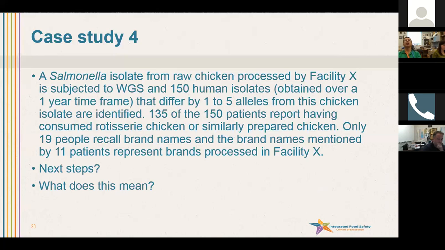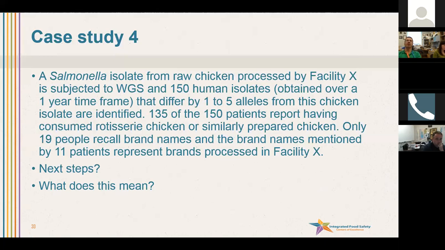So we have a big chicken slaughterhouse linked to 150 human cases. But at the end of the day, it only boils down to 11 patients that represent that brand. What does that mean? Should we shut down the chicken slaughterhouse? They're responsible. You could make it more complicated or more challenging by saying these Salmonella are multi-drug resistant.